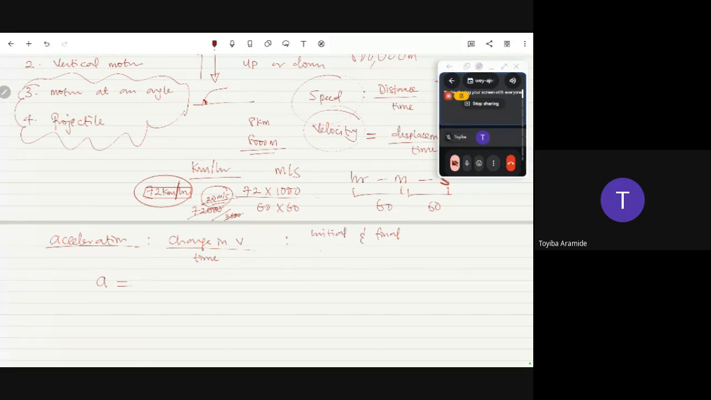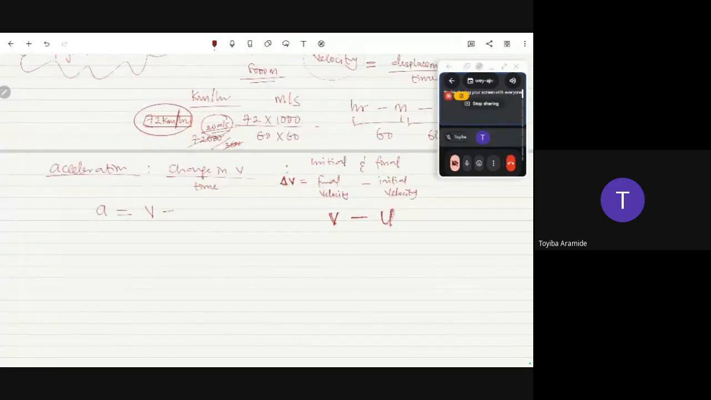So we can say acceleration is what? Our change in velocity now. That's the symbol for change, triangle. Change in velocity is what? Final velocity minus initial velocity. Final velocity is the velocity you use to get to where you are going, V. Initial velocity, the velocity you started with, U. So acceleration is going to be V minus U over T. This is the formula for acceleration.